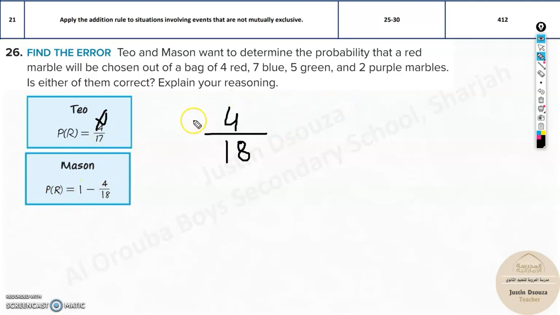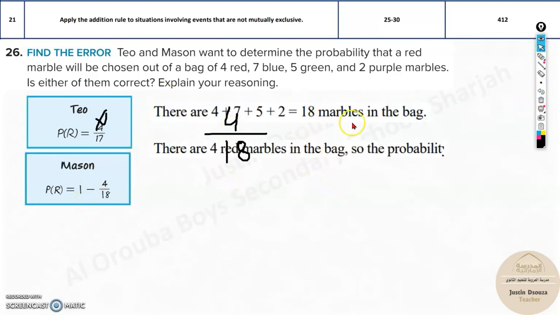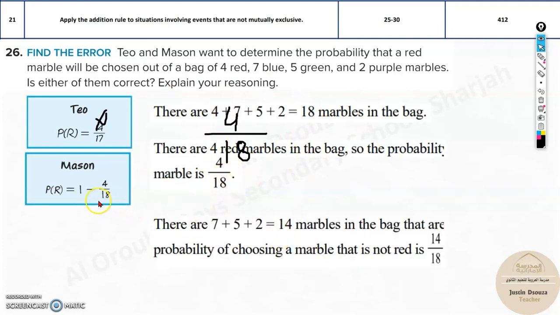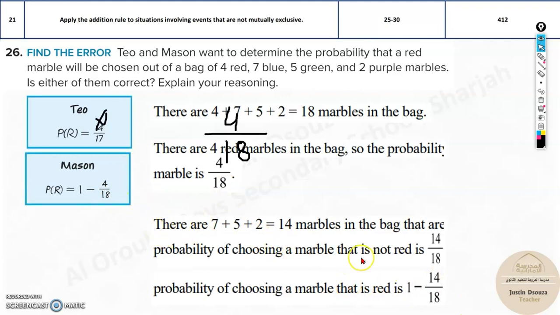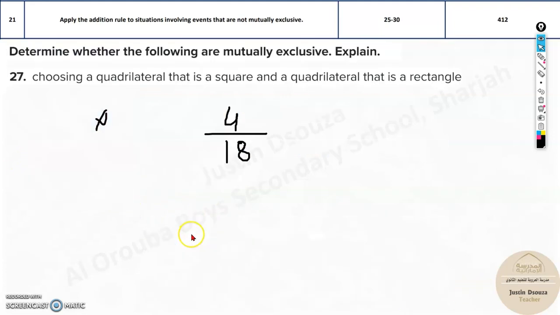And here he has done not for, I mean, this is the probability of picking the red marble, isn't it? He has not picked the red marble. 1 minus means not that, right? So he has done that one. But the answer is 4 by 18, okay? There are 18, so this is the answer, the probability of picking a red marble. But over here he has done 1 minus, that is choosing a marble that is not red. Basically, that is what he has done.